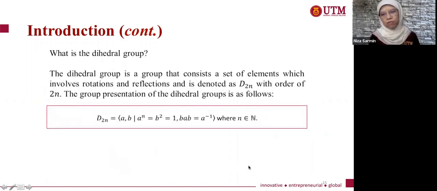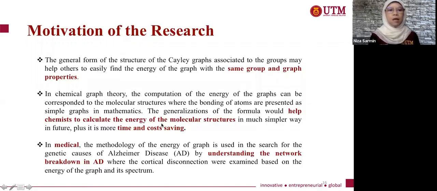And our focus in this whole research is on the dihedral group, which consists of rotations and reflections, of order 2n, and this is the presentation of the dihedral group generated by A and B, with a rotation and a reflection. So the motivation comes from the general form of the structure of the Cayley graph associated to groups that can help others to easily find the energy of graphs that have the same group and graph properties.